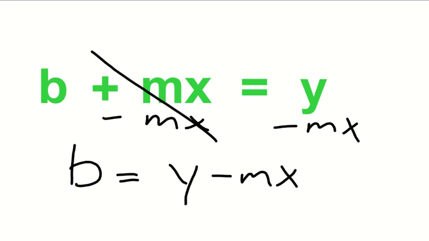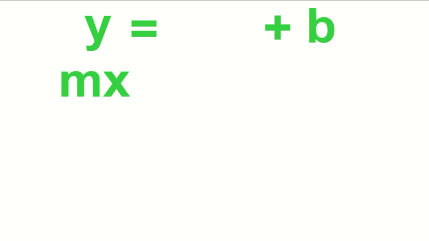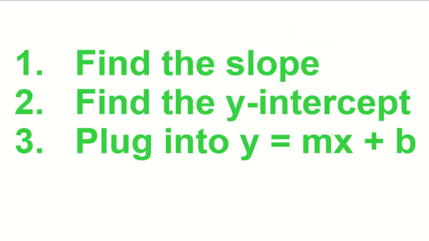So the way that works, let me put it back. We're going to find the slope between the 2 points. Then we're going to find the y-intercept. And then we're just going to plug it into an equation. Okay?